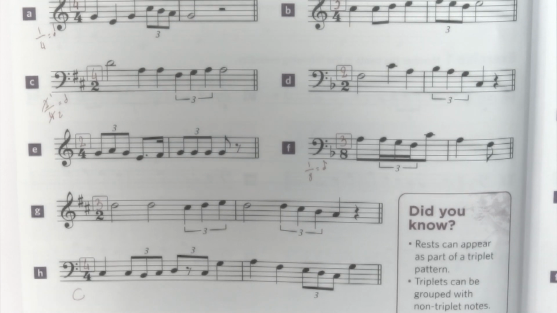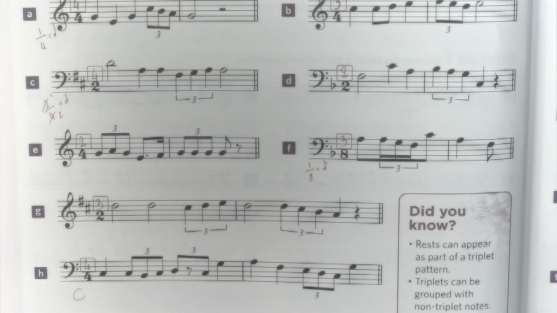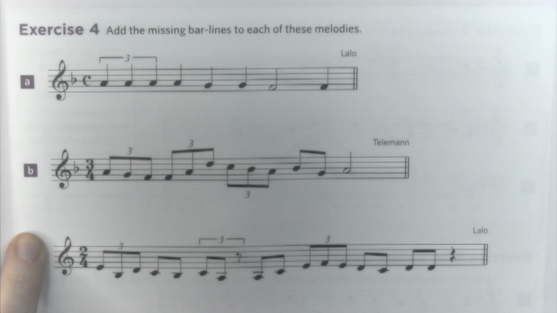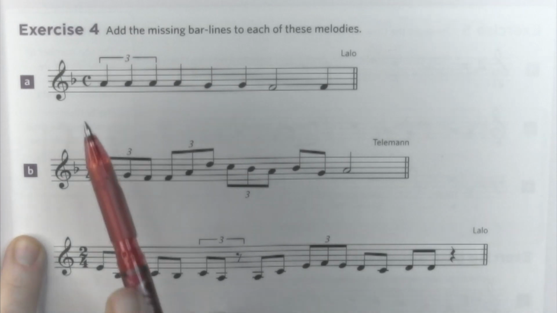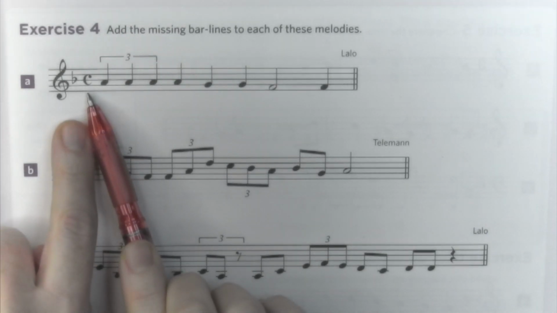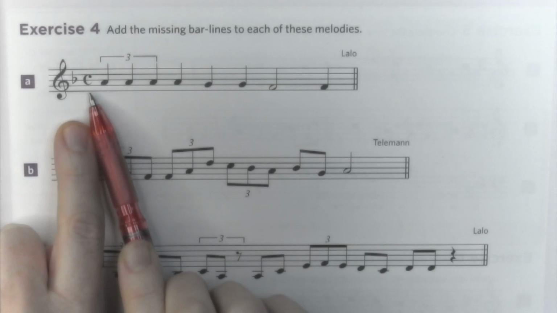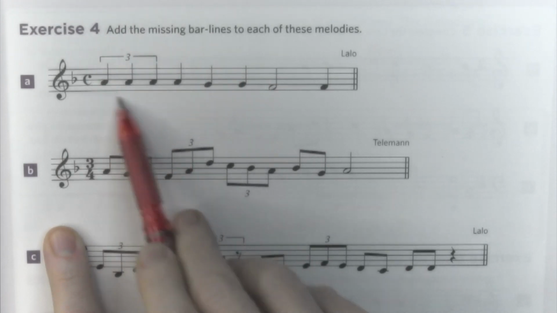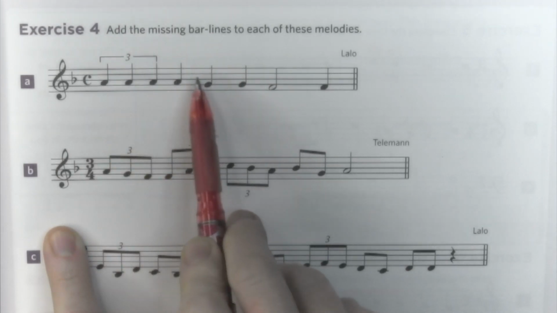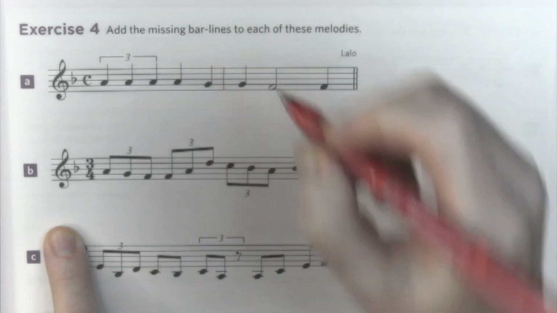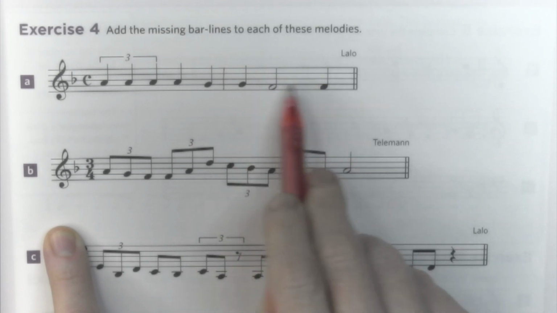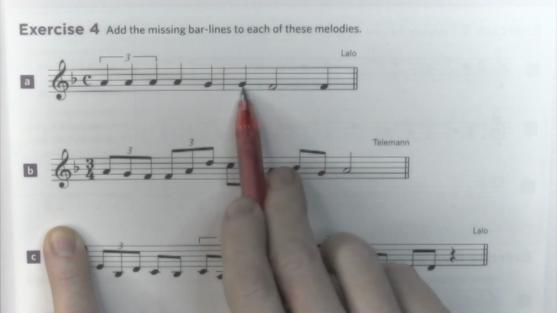Was it easy? I hope so. Did you do it like me? I hope so. Let's move on to exercise 4. In exercise 4, we need to add the missing bar lines. Okay, first of all, time signature. 4/4, which means 4 crotchets. So 1, 2, 3 and 4, bar line. Let's double check. 1, 2, 3 and 4. And this is the syncopation where a longer value is between two shorter values.